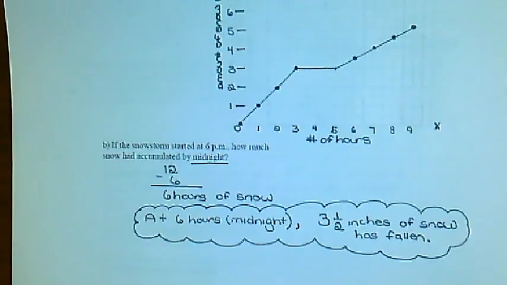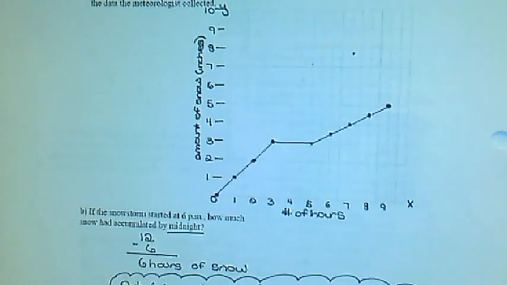Okay, so you're literally just going to make your graph based on the information. The first part says, of course we start out with no snow. So for the first 3 hours, the snow fell at a constant rate of 1 inch per hour. So it's going up by 1, up by 1, up by 1.